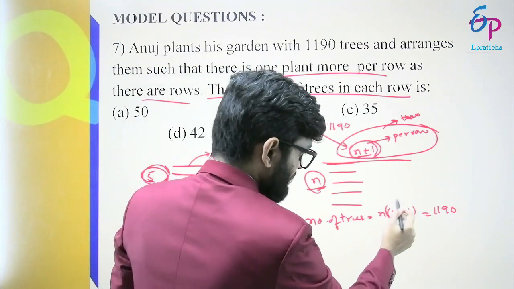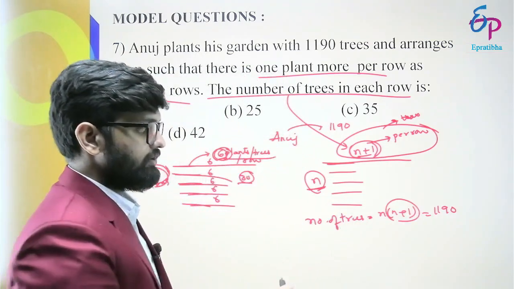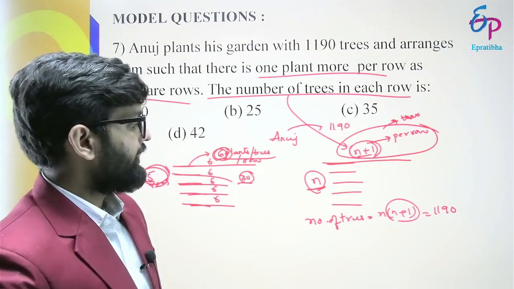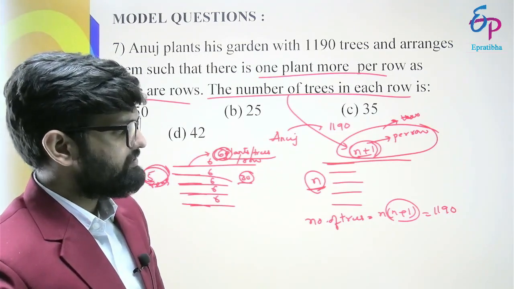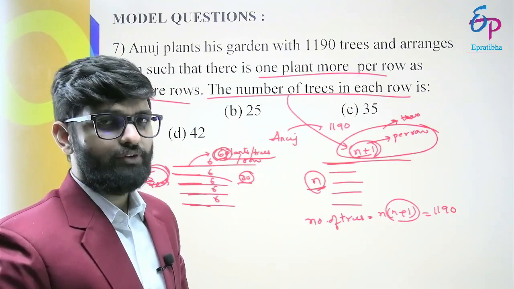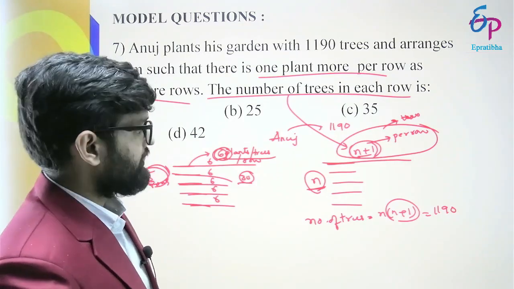I just want to know what is the value of n plus 1. So how to get that? 1190, which square is near to that? So 35 square is 1225. Let me go with 35.